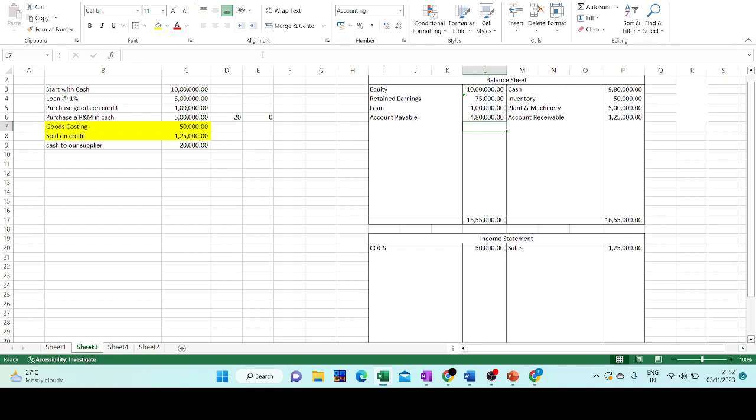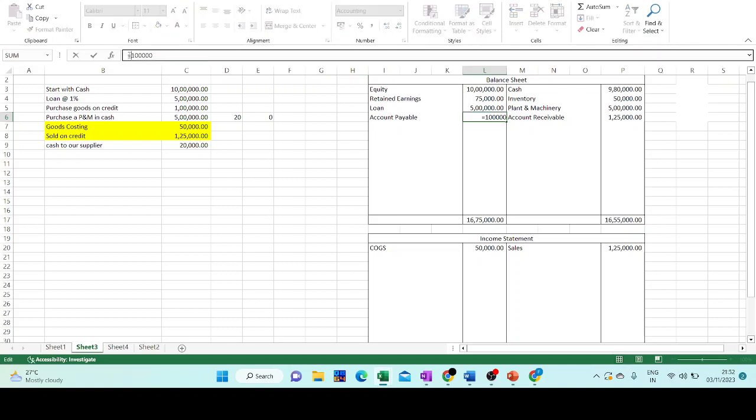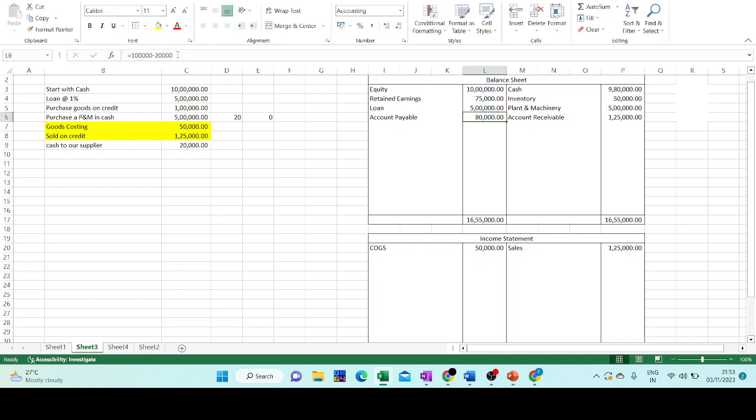Wait a second, guys. This is wrong here. Loan is 5 lakh and accounts payable is 1 lakh, because I cut, copied, and pasted. That was a mistake here. So my accounts payable would reduce by 20,000. By paying cash to our suppliers, what we owe to them reduces, right? That is why I'm deducting this 20,000, because once I paid my suppliers 20,000, what I owe them reduces.